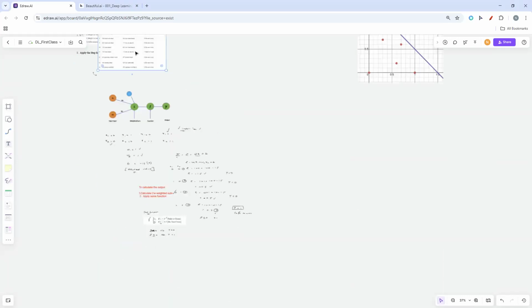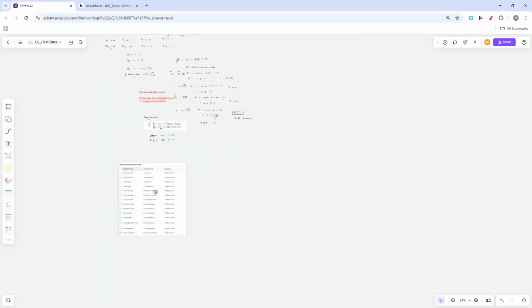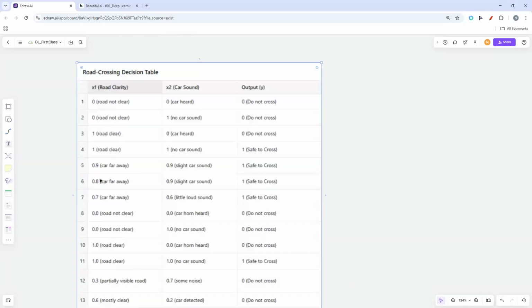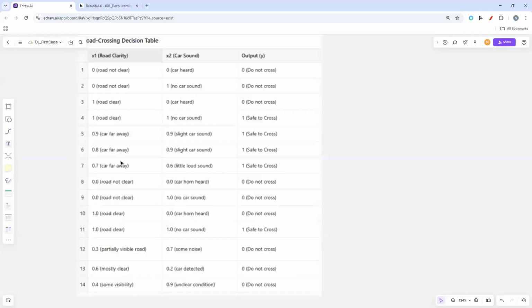I am putting this over here. This is very simple. It's not just 0 and 1, right? You might even have 0.9 and 0.9 like that. So the car is a little bit far away. So this is far away, right? 0.9, and 0.9 is that some slight car sound is heard. So usually we'll take a decision, right? We can safely cross the road. Usually this is human intuition. You can take this as an example that we are doing every day.